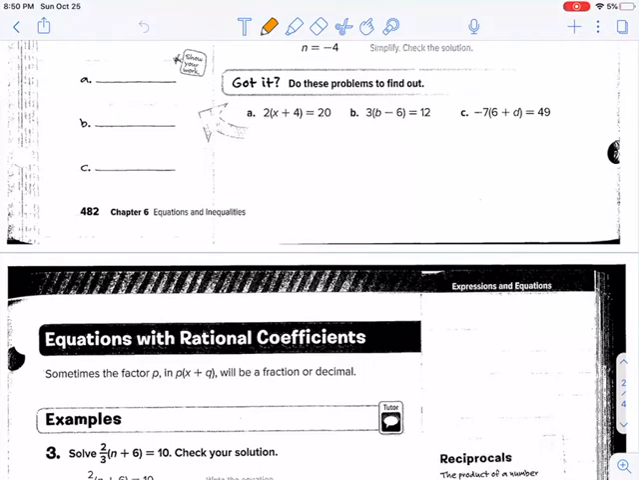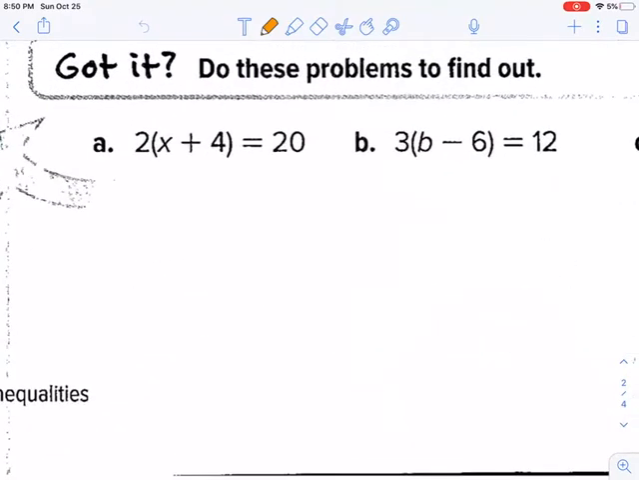All right, let's move on to lesson 5 in chapter 6. I am on page 482 in your notes. Now you'll notice with these two steps, you're also going to see the distributive property.